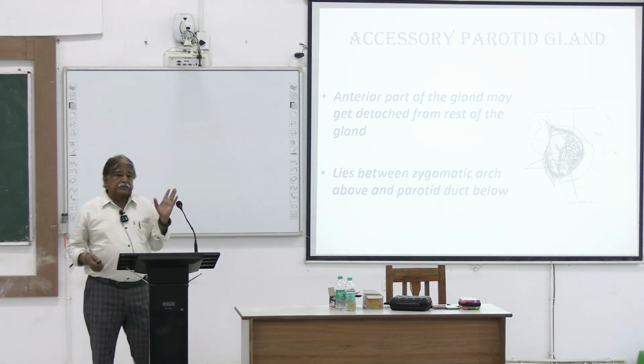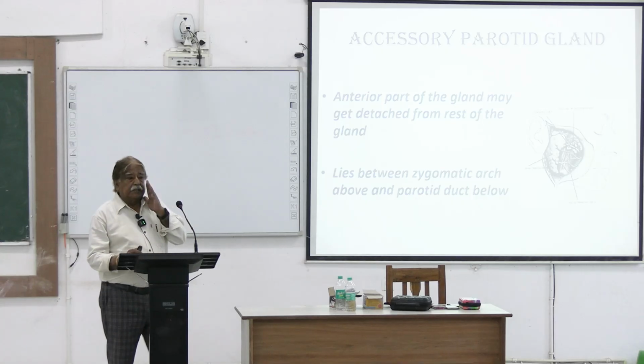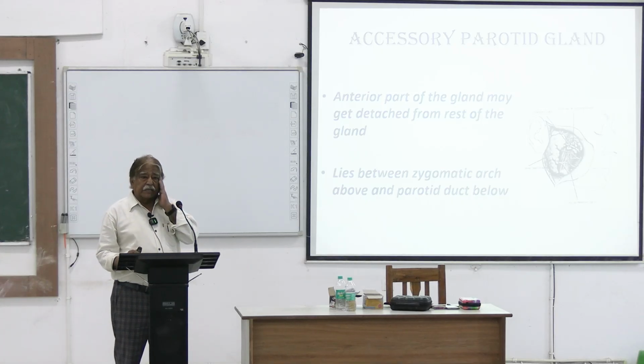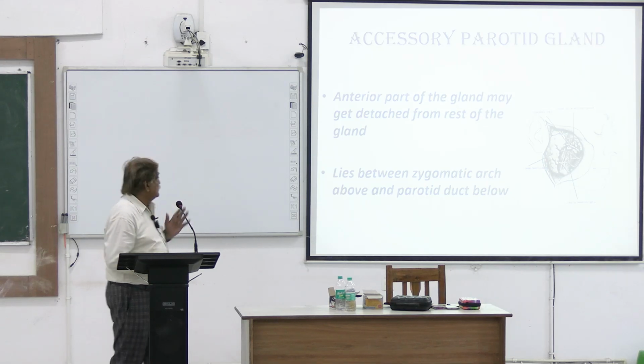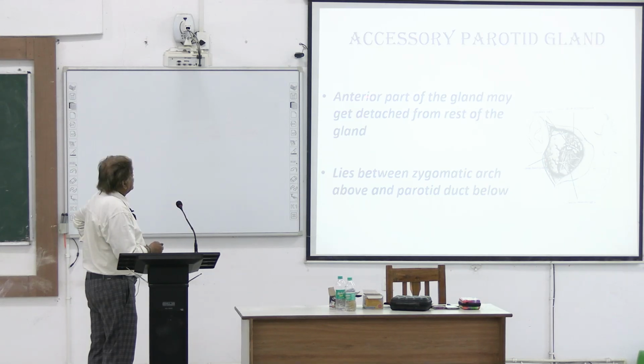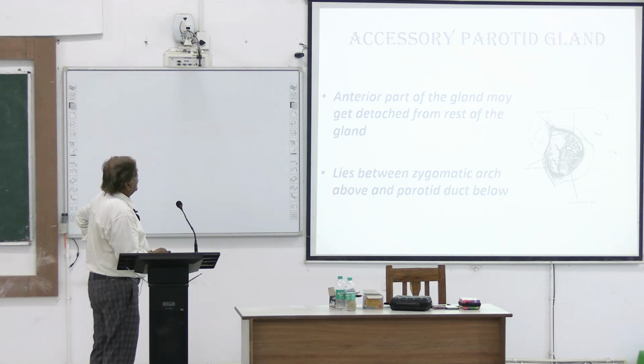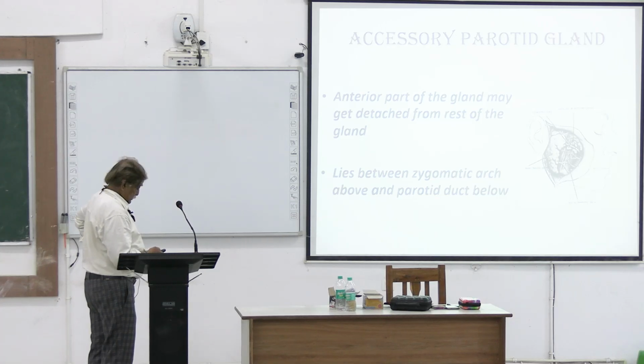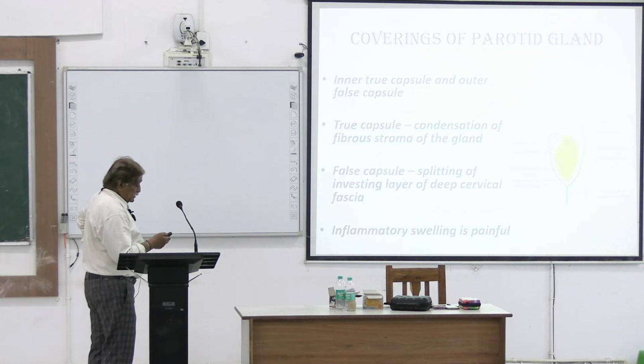When you see in the dissected body, you can lift up the anterior portion of the parotid gland. The accessory parotid gland, the anterior part of the gland which may be detached from the rest, lies between the zygomatic arch and the parotid duct below. Coverings of the parotid.